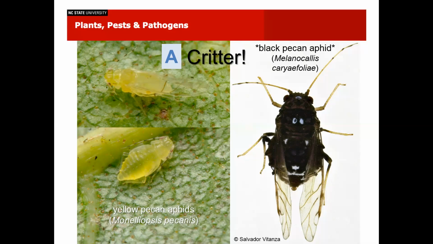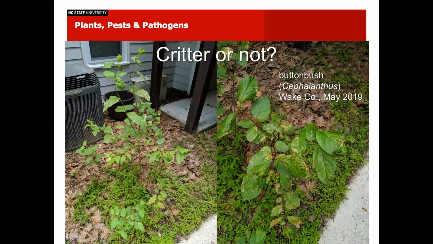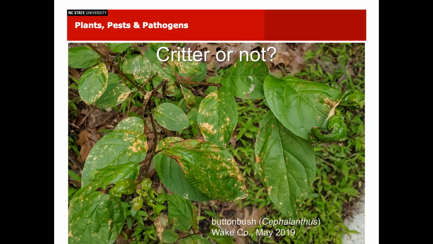All righty. Next one. Critter or not. This is buttonbush from my yard. Cephalanthus is the genus. So we can see this. There's these blotches all over it. I'll zoom in a little bit on the next slide so you can see this is what's going on with it. So what do you think? Critter or not?